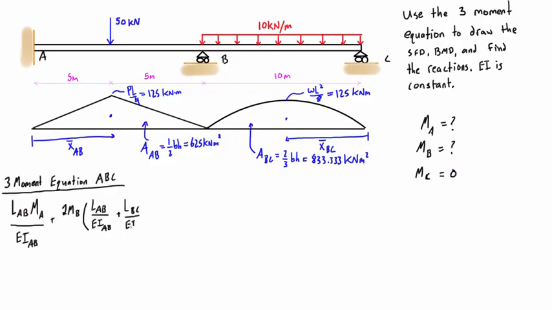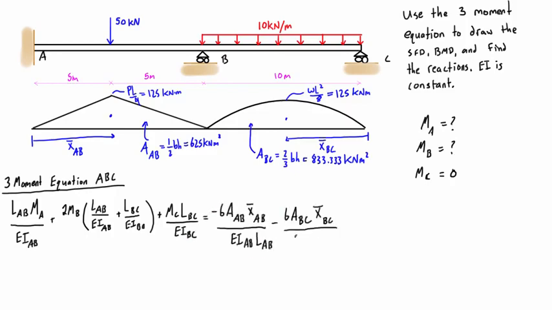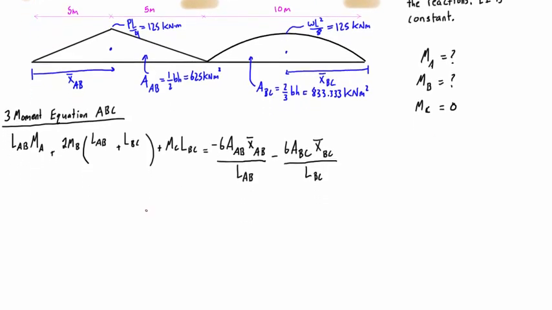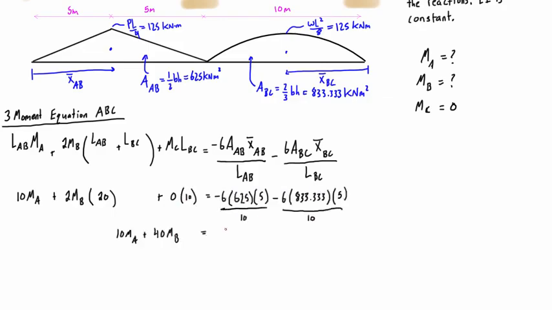So if we write the three-moment equation ABC, the first thing we can notice is that because EI is constant and EI is in every single denominator, we can remove that variable from each term. Now we can just substitute in all of the values that we have, and we get this expression: MA plus 4MB is equal to negative 437.5. That's good, but we have two unknowns and one equation now.